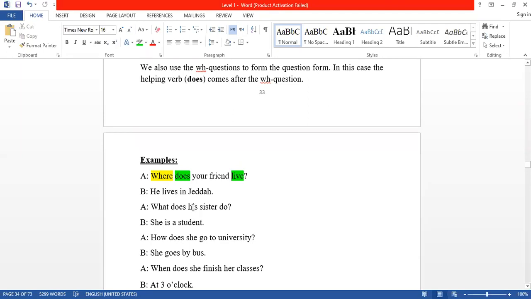What does his sister do? She is a student. So here we have what at the beginning, then does, then the verb do without ES.